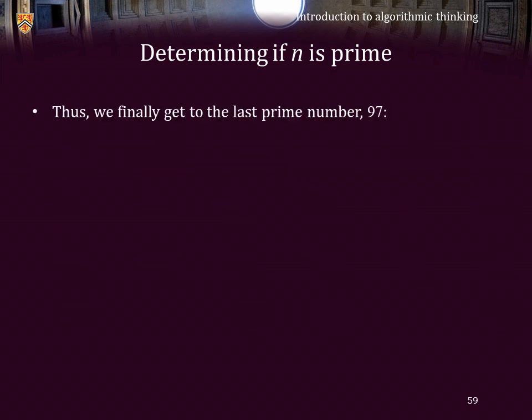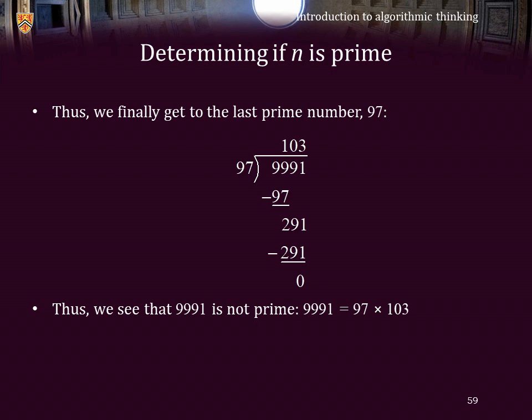thus we get to the last prime number that is less than or equal to 9,991. That's 97. And dividing through by 97, we see that the remainder is 0. That is, 9,991 is equal to 97 times 103, and therefore that number is not prime.